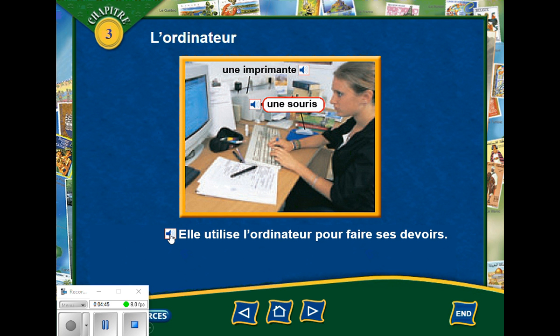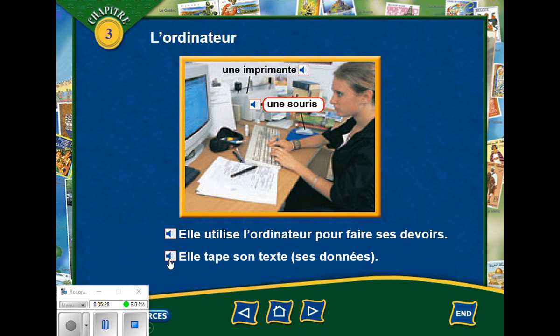Elle utilise l'ordinateur pour faire ses devoirs. Utiliser, regular ER verb, utilize, it means to use. She uses the computer. Now, pour is a preposition. It means for, F-O-R. When it's in front of a verb in its infinitive form, it means in order to do whatever this verb is. So she uses the computer in order to do her homework. In English, we would say she uses the computer to do her homework. You can write that, that's fine. Just remember that pour plus infinitive means in order to do that action, whatever that verb is.